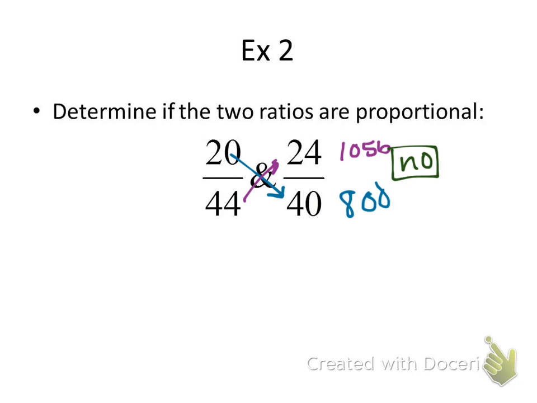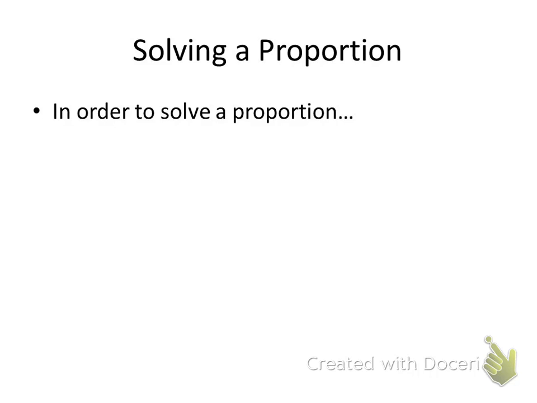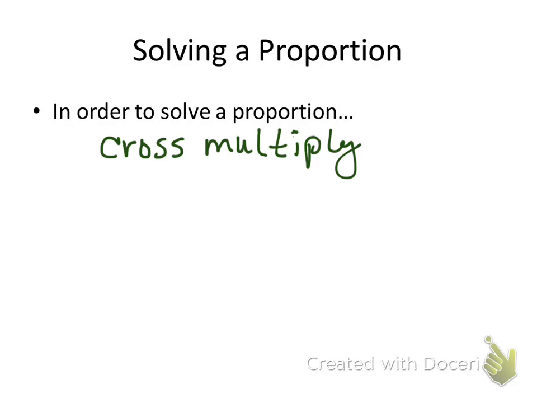If you're looking at the back side of your notes now, it says, in order to solve a proportion, you have to do what? What did Bobby tell us at the very beginning? How do we solve a proportion? That's the only thing you can do. So in order to solve a proportion, you're going to cross multiply.